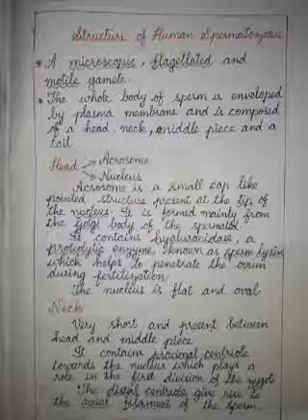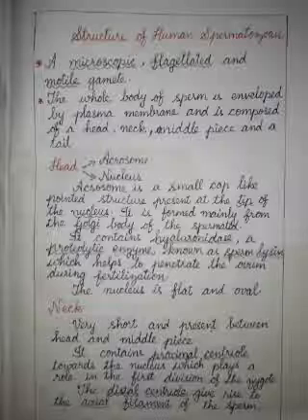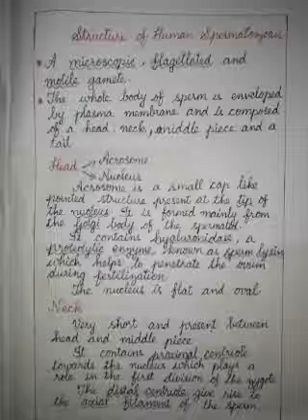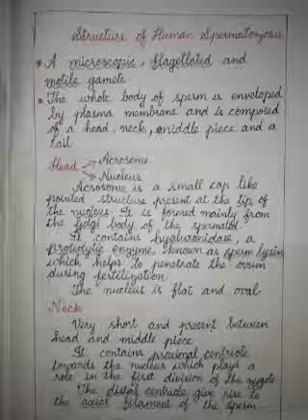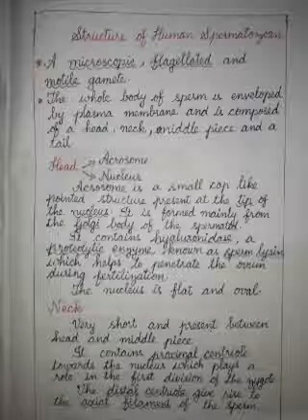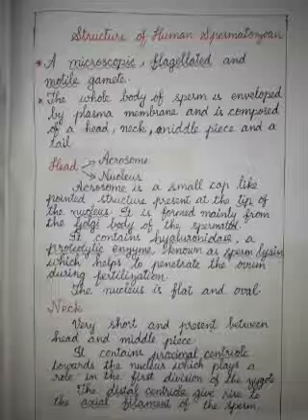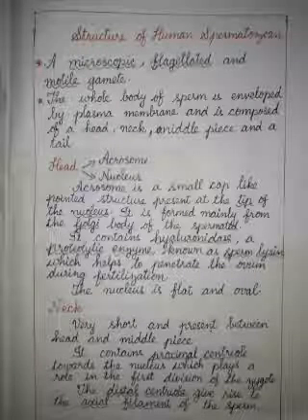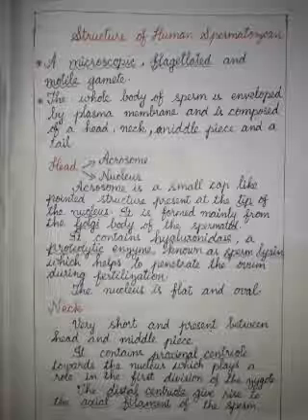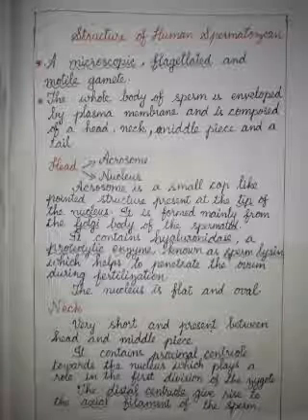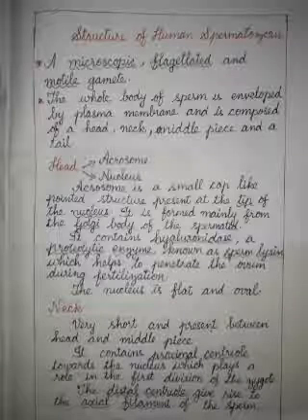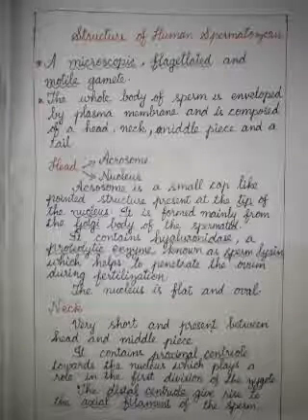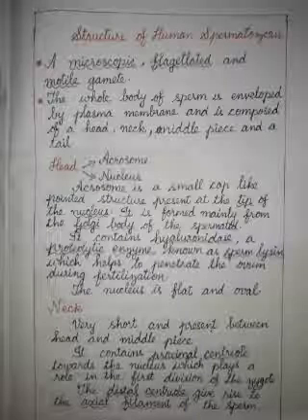Acrosome is a cup-like structure that sits on the tip of the nucleus. It is formed from the Golgi body of the spermatid. So the acrosome is formed from the Golgi body present in the spermatid. This acrosome contains hyaluronidase, a proteolytic enzyme, also known as sperm lysin. So what is the use of this enzyme?